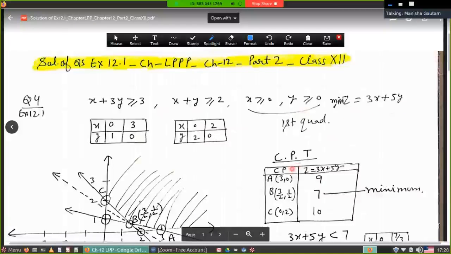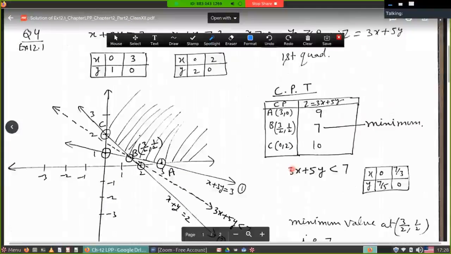Now you have to plot the graph. Here I have plotted. For the first equation, this is the (3, 0) point, and this is the (0, 1) point. Plot this line, equation number one, and plot the second line. If x is 0, y is 2, and if y is 0, x is 2. These are the two points.